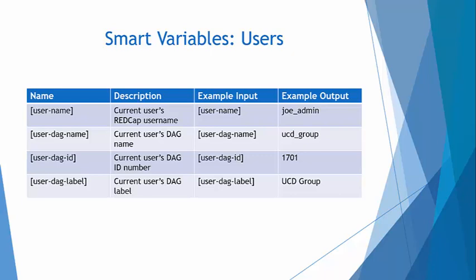There are 4 smart variables that apply specifically to users. The smart variable username will just display the current user's REDCap username. The smart variable user DAG name will give the DAG name for the current user's data access group. This is the official name, such as UCD_group. User DAG ID will give that current user's DAG ID number, and user DAG label will give that current user's DAG label, such as UCD group.